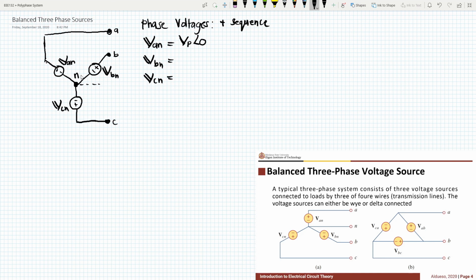If it is positive sequence, VBN has the same magnitude, but it is lagging VAN by 120 degrees. And then VCN is lagging VBN by 120 degrees, so we have negative 240 degrees, which is just the same as leading VAN by 120 degrees. So those are the phase voltages for a positive sequence.